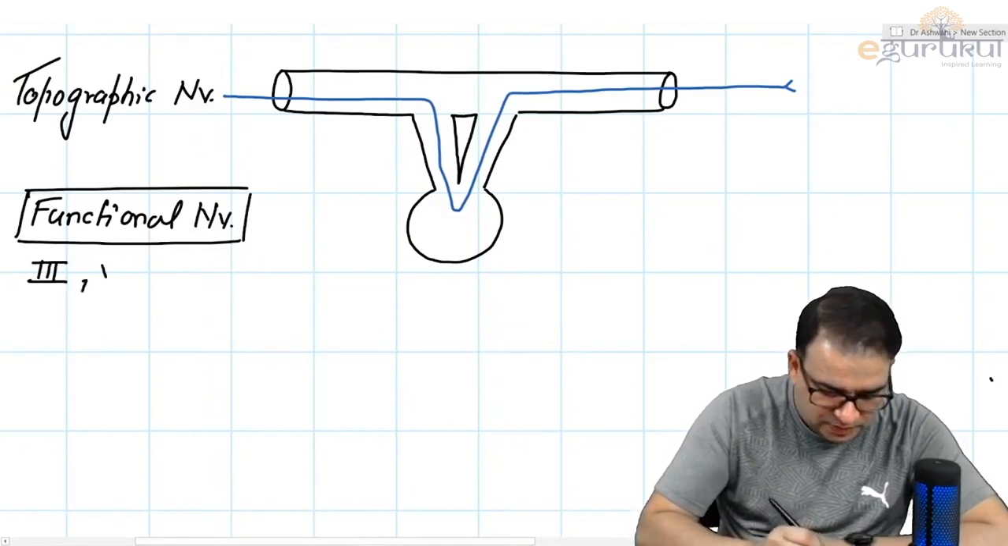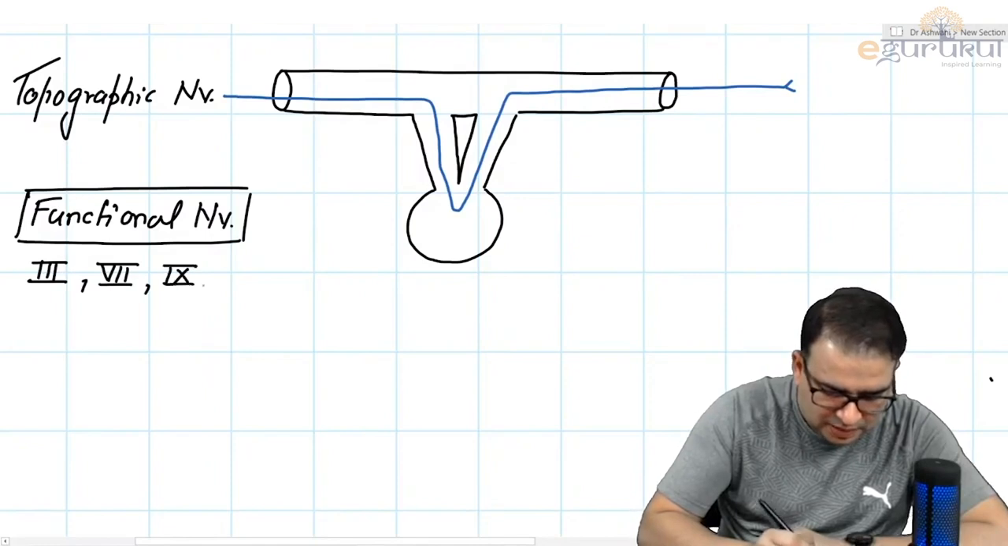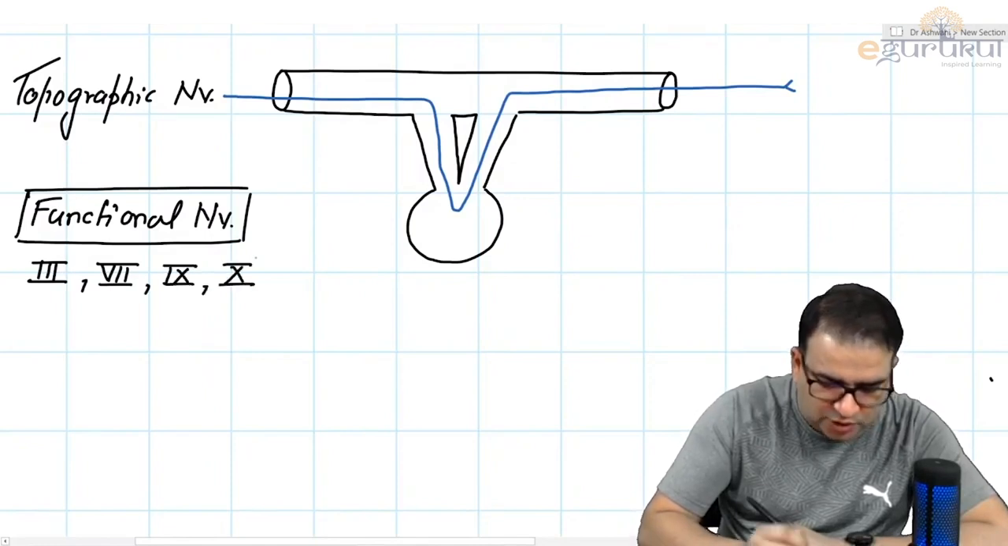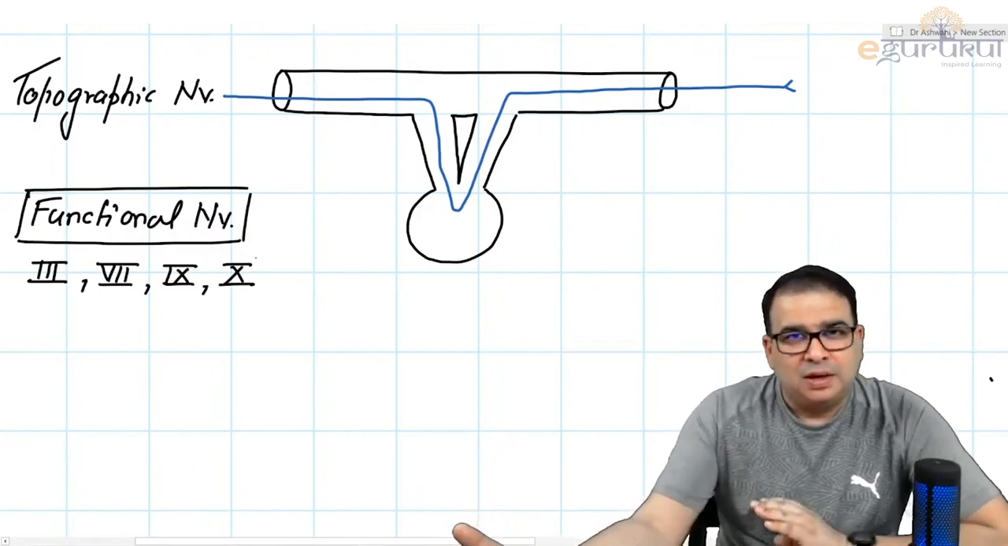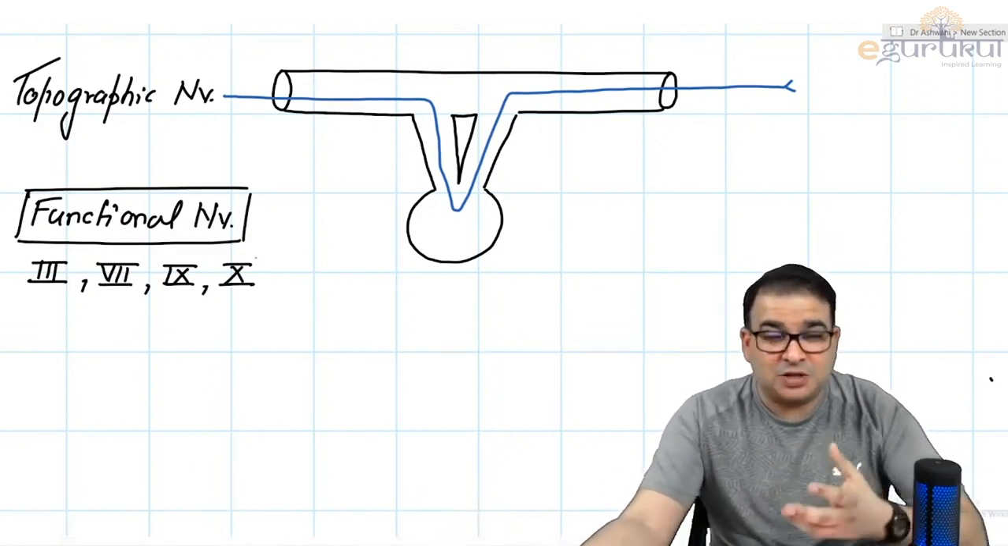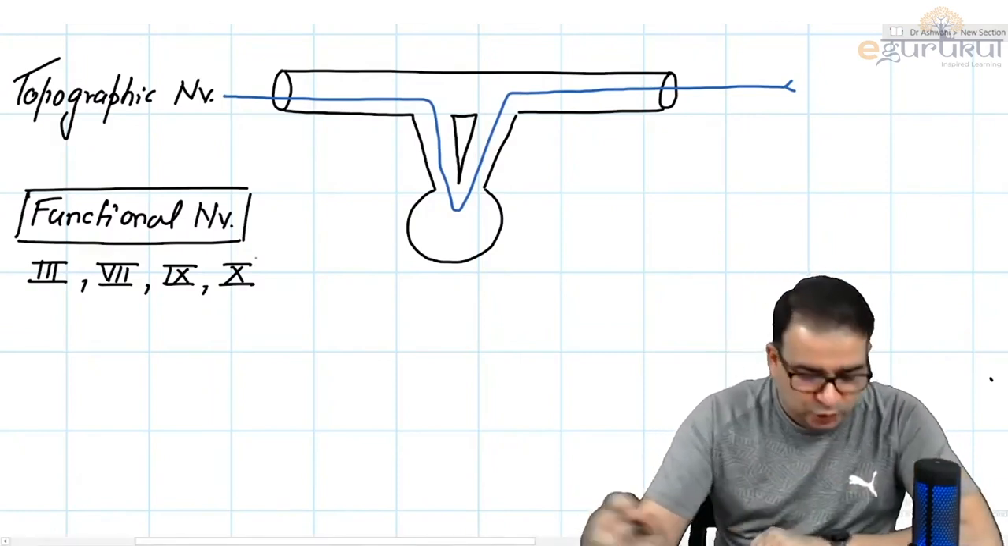4 of them. 3, 7, 9, and 10. So these 4 nerves are parasympathetic cranial nerves, and these nerves obviously are supposed to go inside the ganglion and relay also. They are functional nerves. इनको तो काम करना है. Okay. So what will a functional nerve do?